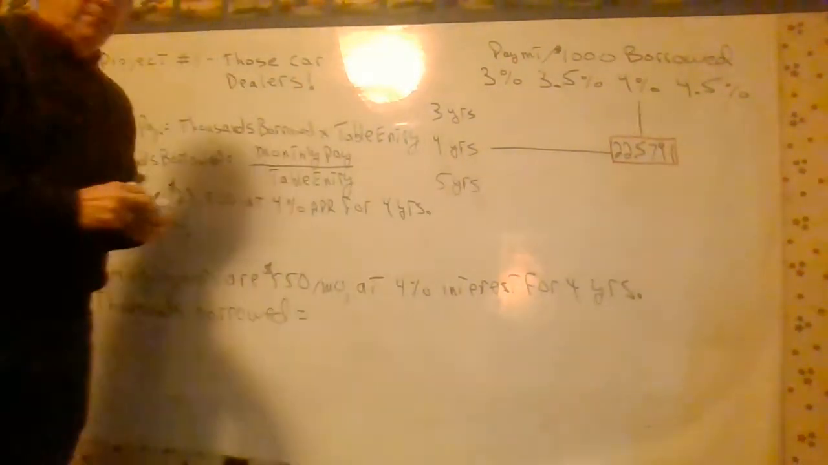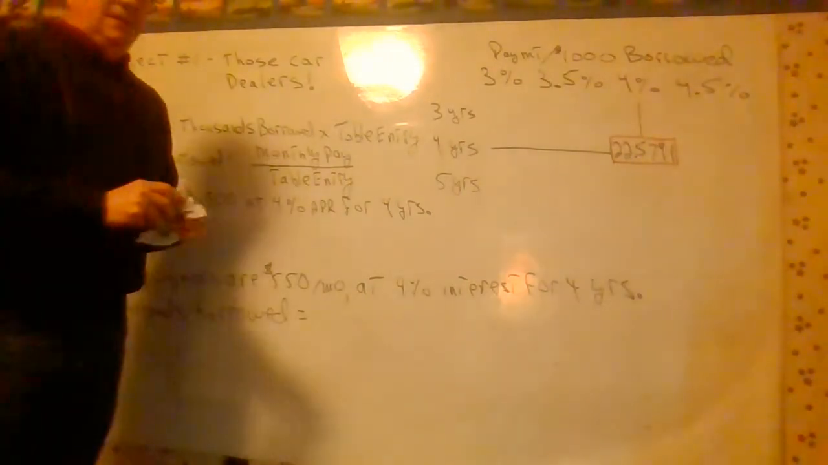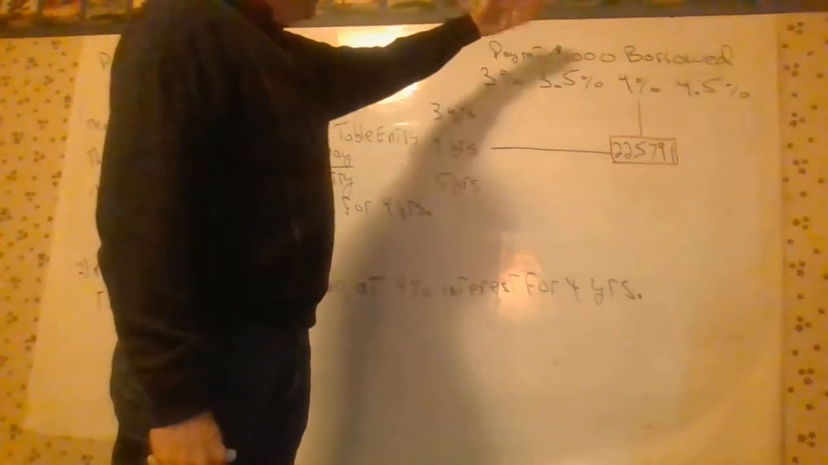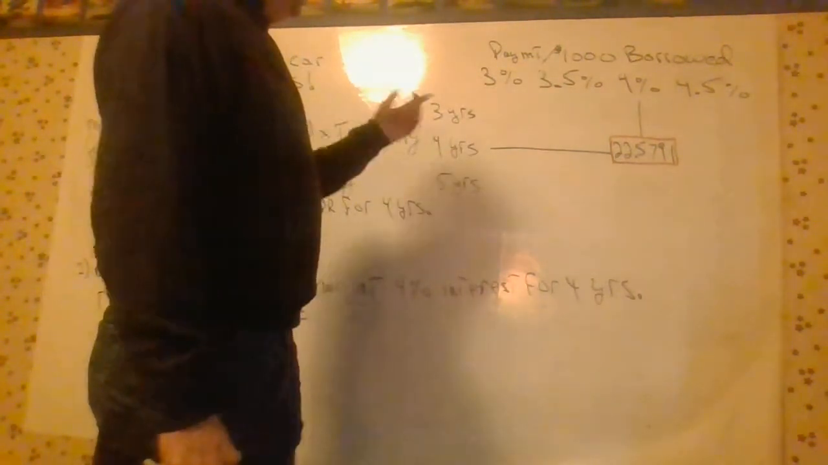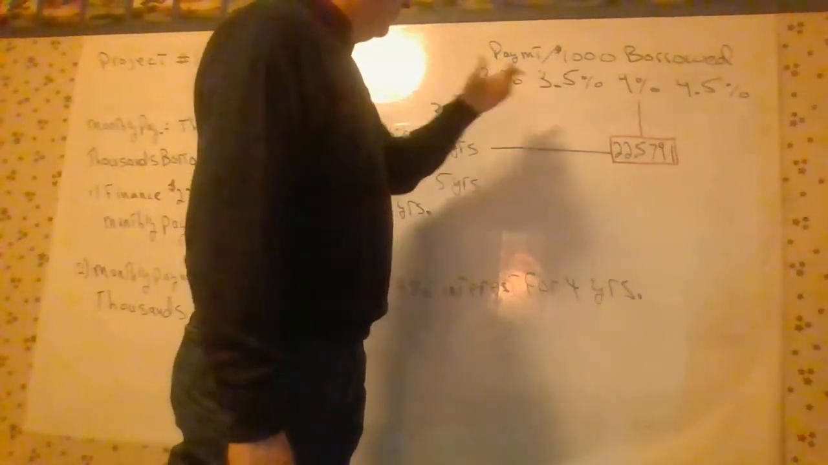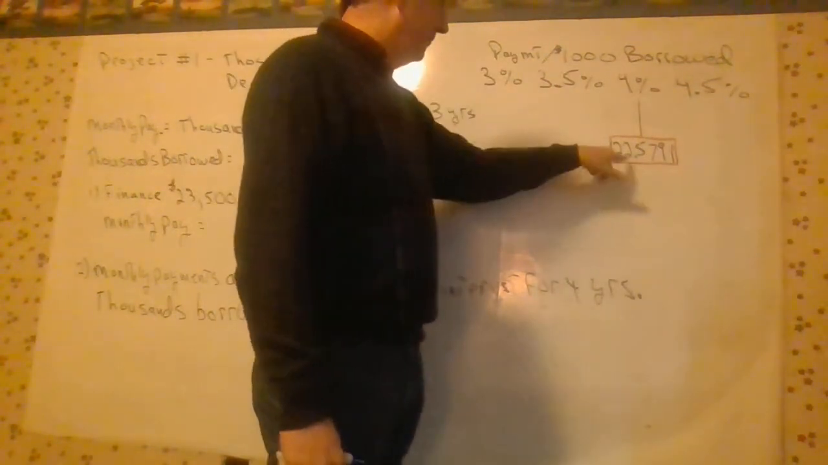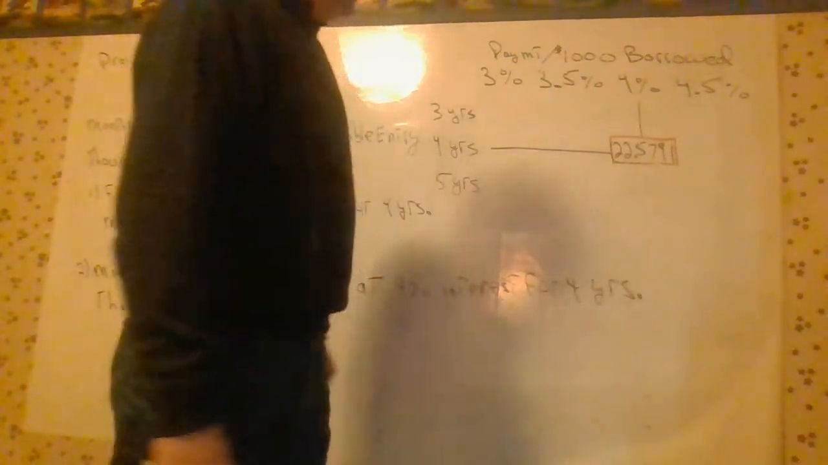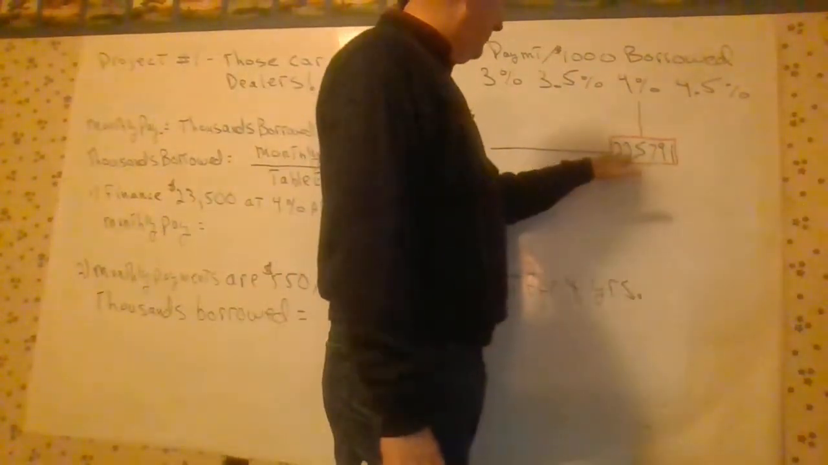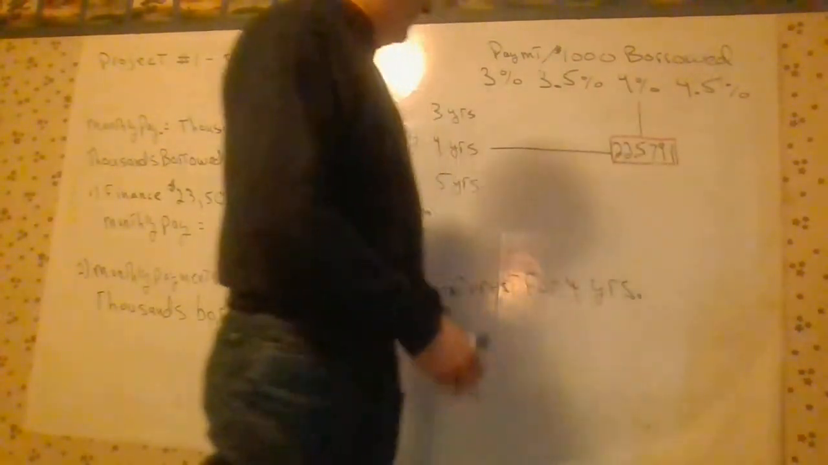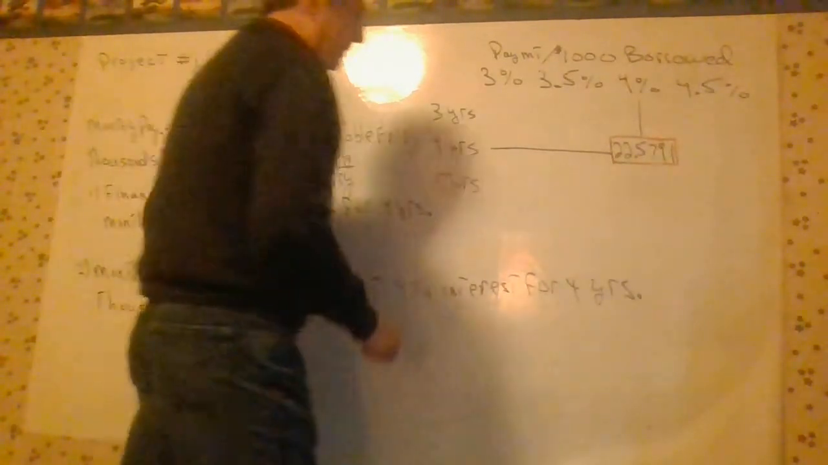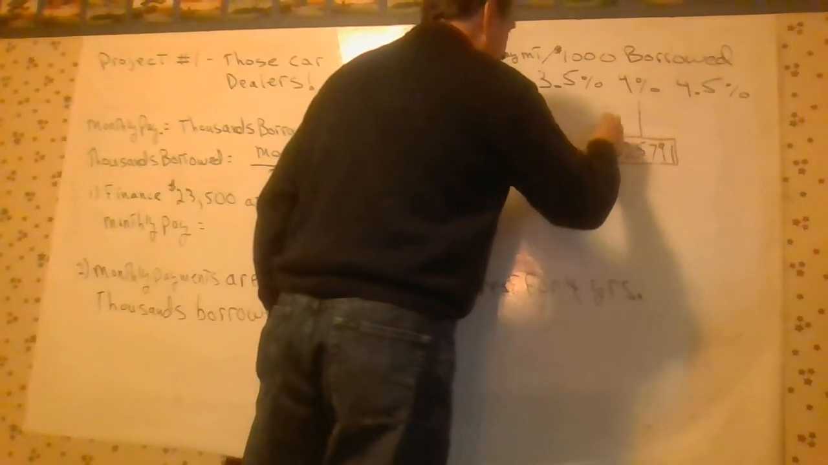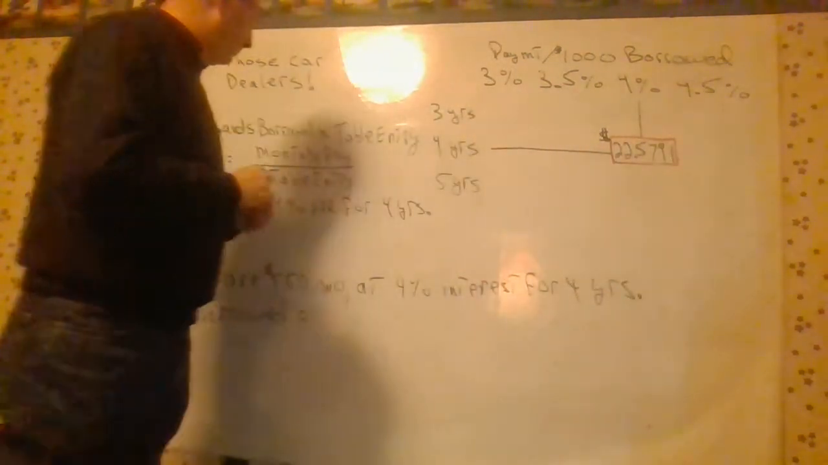Now, pre-printed in your packet is a table. Here's part of it. Payment per $1,000 borrowed, and at 4% for 4 years, the payment per $1,000 borrowed is $22.5791. This entry, although I didn't explicitly state it, is a dollar entry.